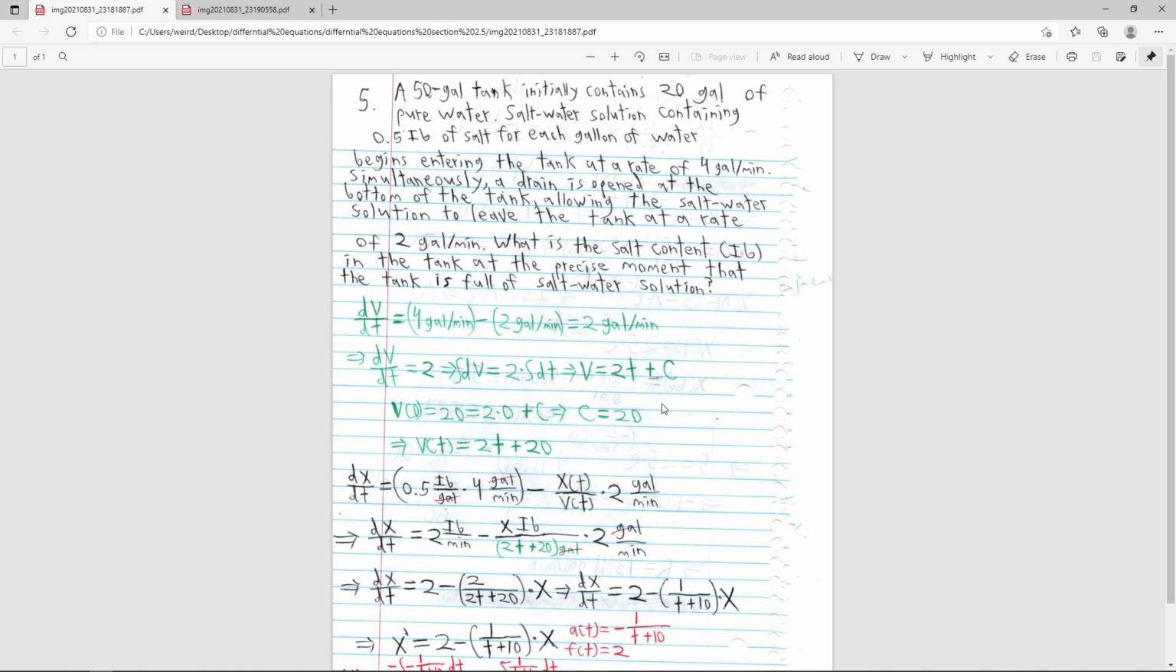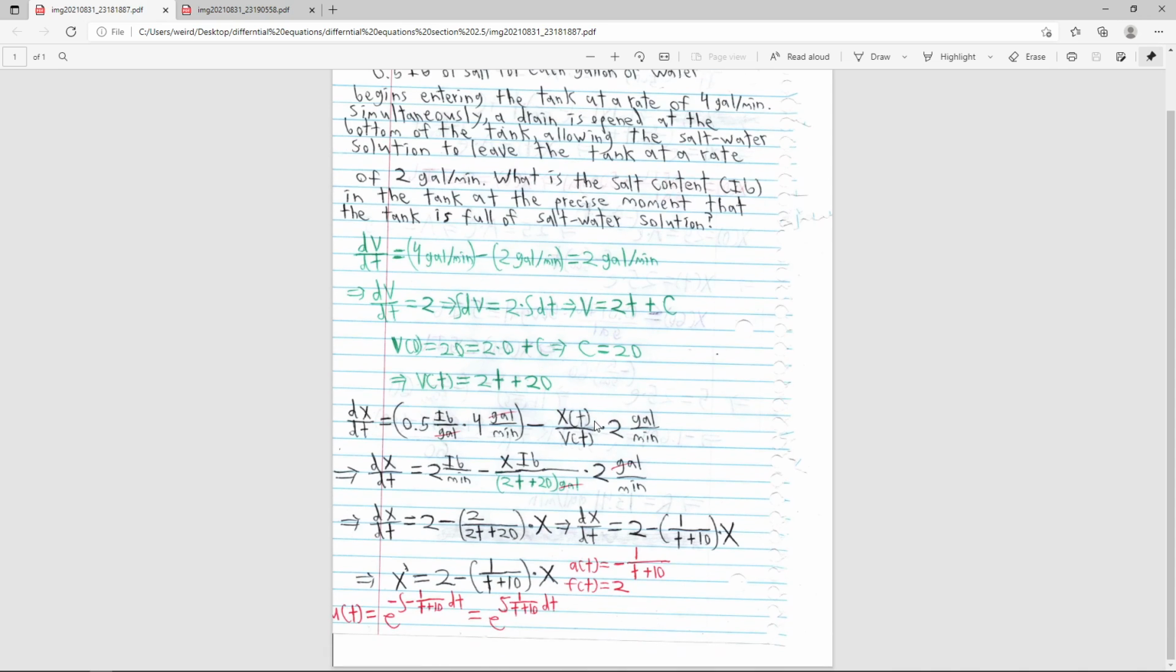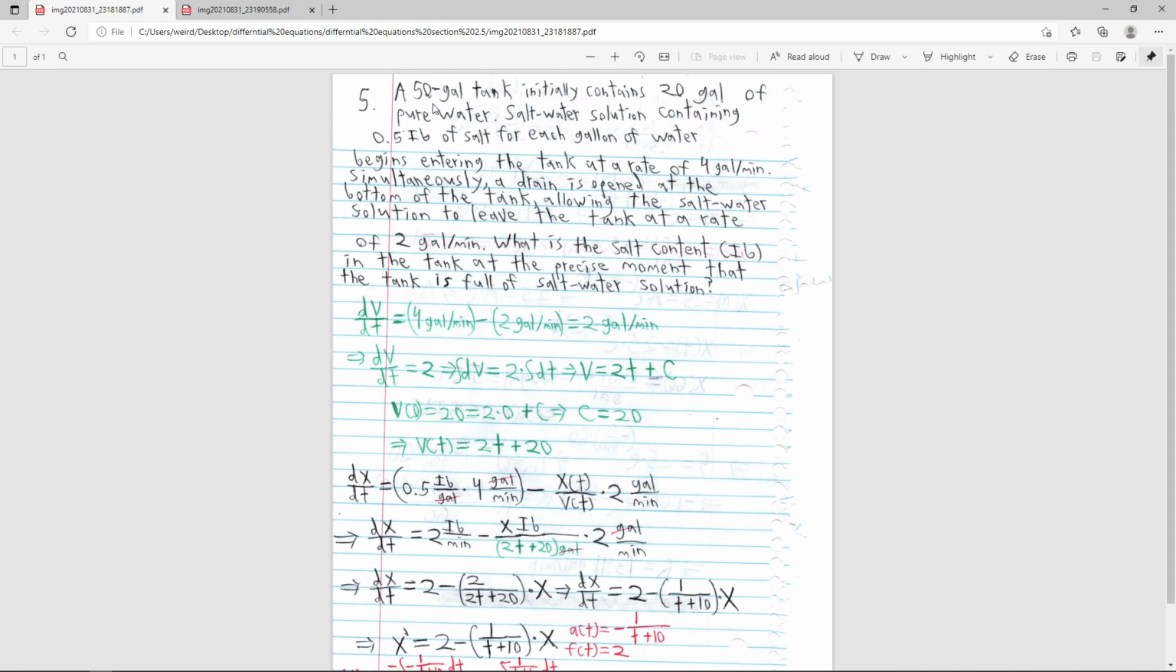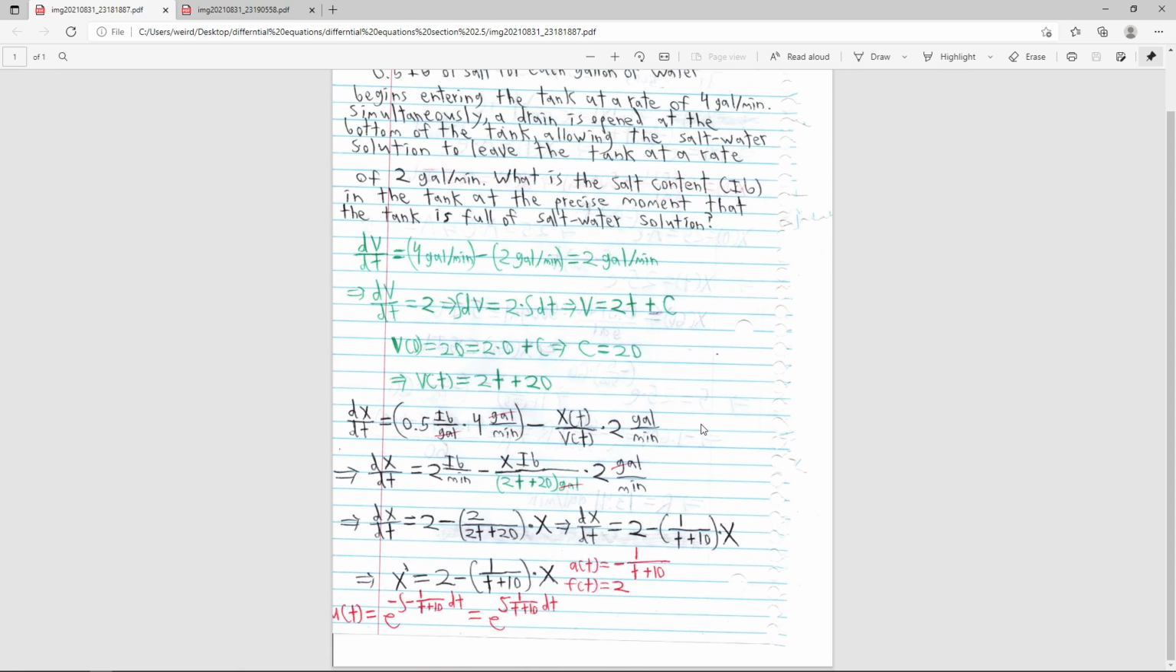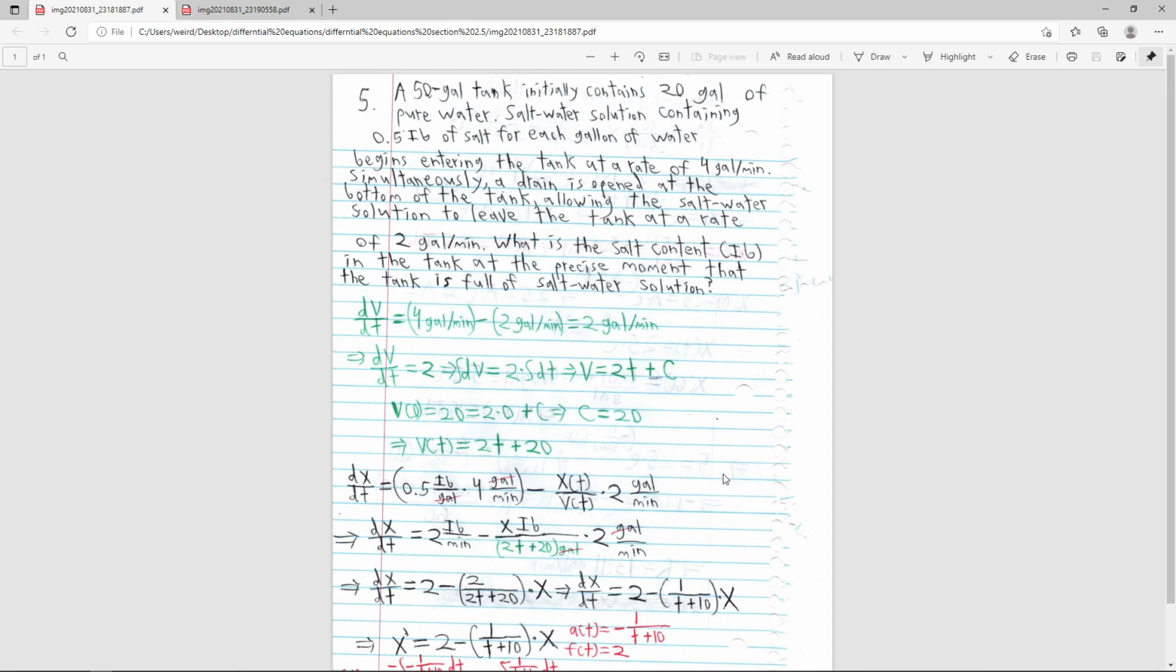But it's more complicated than before where we just had a single constant. Now it's 2t plus 20. And the 50-gallon tank will come into play at the end. But for right now we want an equation for the salt content in pounds related to time.